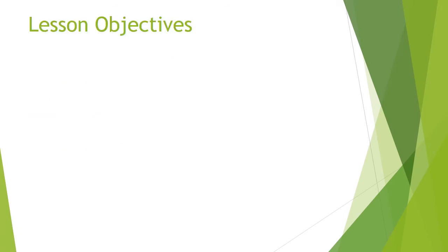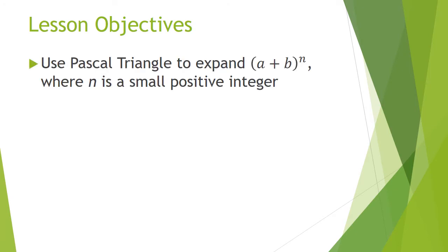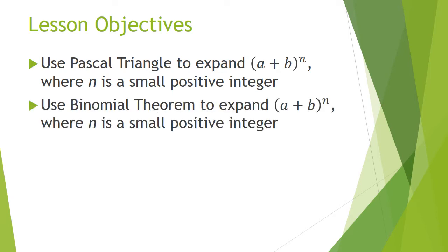Before we go into that, let's talk about our lesson objectives for today, which will address the issue of expanding a plus b to the power of n. First of all, we are going to use Pascal's triangle, before we even go to binomial theorem, to expand a plus b to the power of n, where n is a small positive integer. Next, probably tomorrow, we are going to learn how to use binomial theorem to expand a plus b to the power of n, where n is a positive integer.